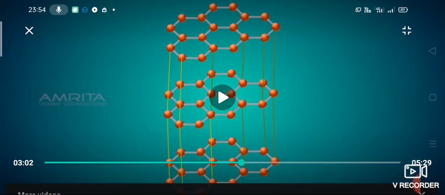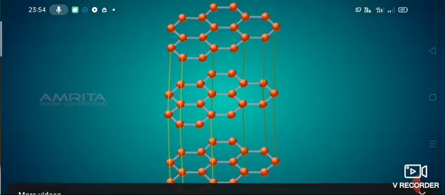It is a good conductor of electricity because it has one free electron, and the movement of these free electrons shows electrical conductivity. It is opaque and black, therefore it cannot reflect the light. It is brittle in nature. It can be hammered into powder form. You know the uses of graphite. What are the uses of graphite?